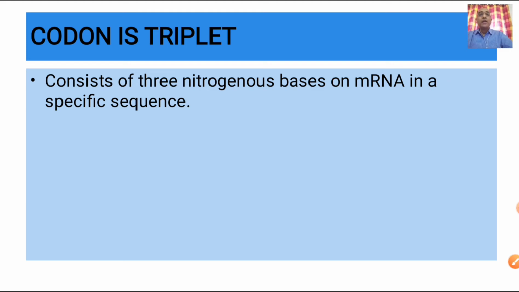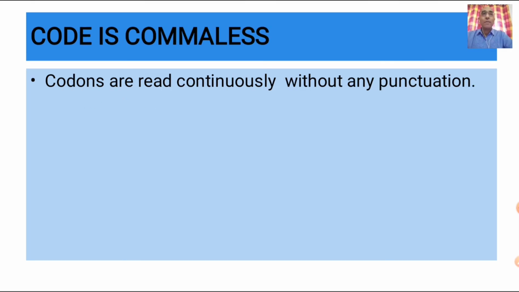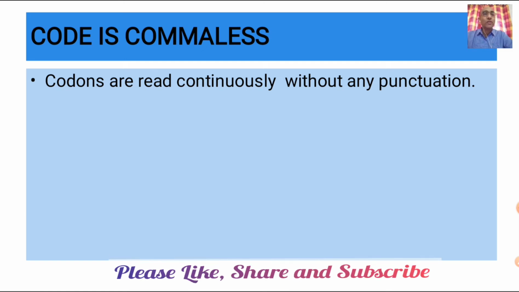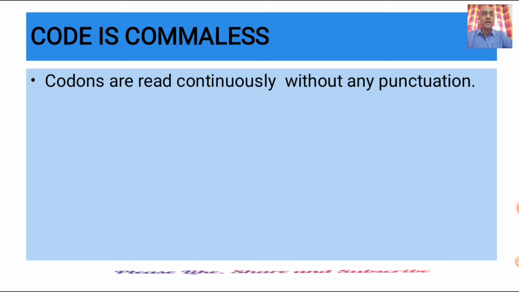Now come to the second property, that the code is commaless. Codons are read continuously without any punctuation, as I had written in the previous slide. Got it?